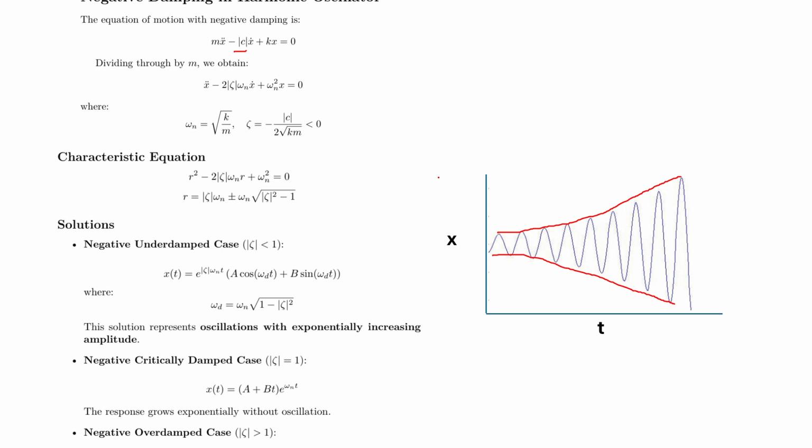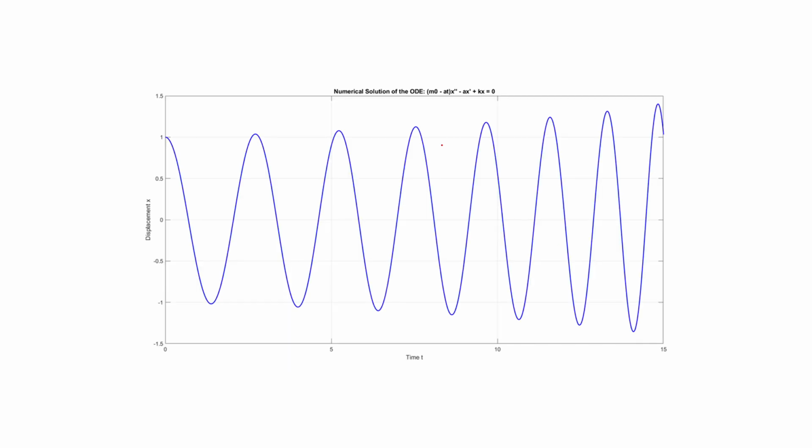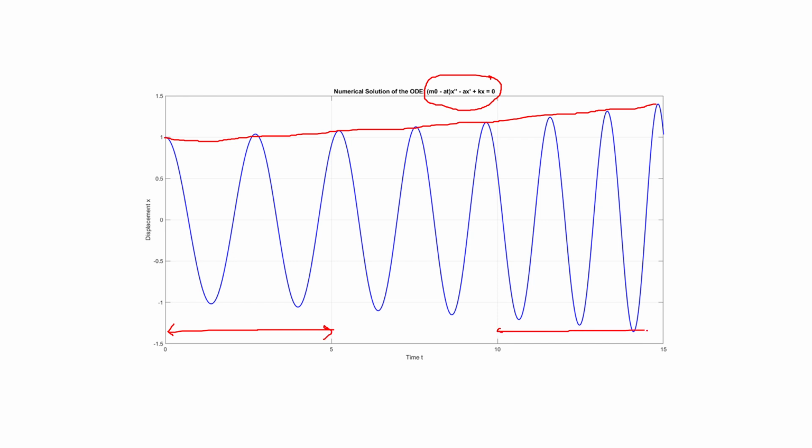In order to be doubly sure, I have plotted this differential equation which we have obtained, that is (m0 minus at) x double dot minus a x dot plus kx equals 0. In this you can see that the amplitude is increasing, and in the same way, in the interval 0 to 5 we have two peaks, and in the interval 10 to 15 we have three peaks.